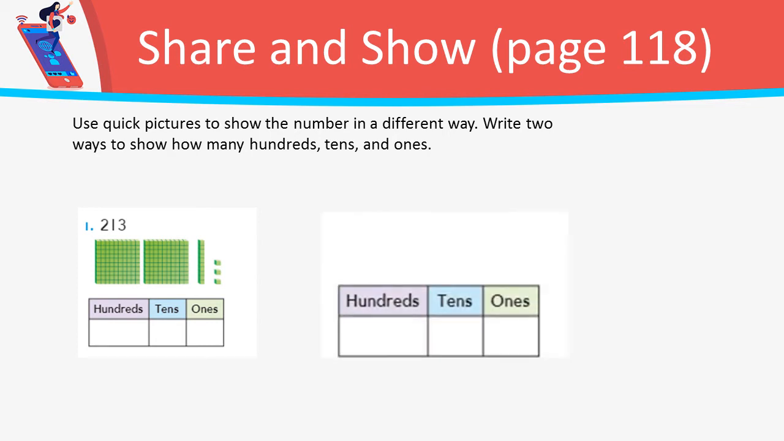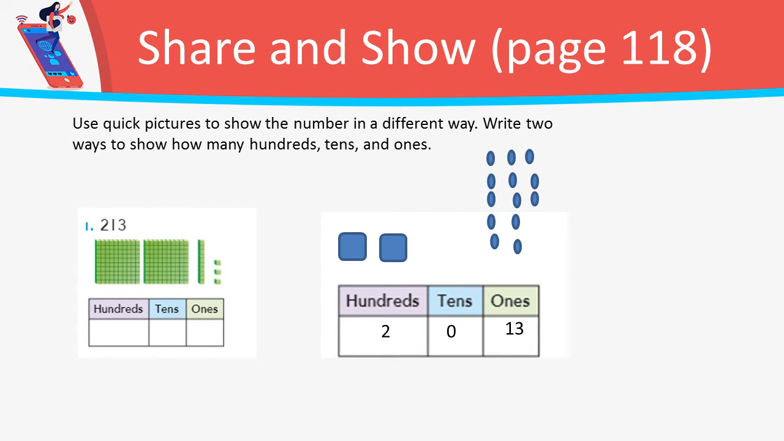Now let's write it in a different way. 2 hundreds, we'll keep the hundreds the way it is. How about not keeping any tens, and we will keep a 0 here, and we will put the 13 in ones. So as you can see, instead of putting 1 ten, we've decided not to put any tens, we put 0 there and we put 13 ones.